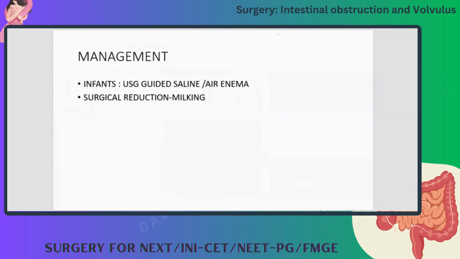Just management, nothing in infants. You give an air enema so that it will come outside. One bowel loop has gone inside, so it will come outside. Hydrostatic enema, air, saline, whatever. You just reduce it. If it is not reduced, then do a surgery and just milk it off.